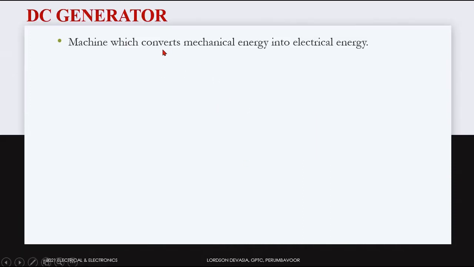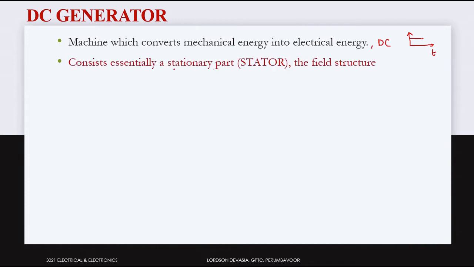So a DC generator is nothing but a machine which converts the mechanical energy into electrical energy, and that electrical energy is in the form of a direct current. So the magnitude is constant, and it is unidirectional. There are two parts. One is known as the stationary part, that is the field structure, and the other one is the rotating part, that is called the armature.